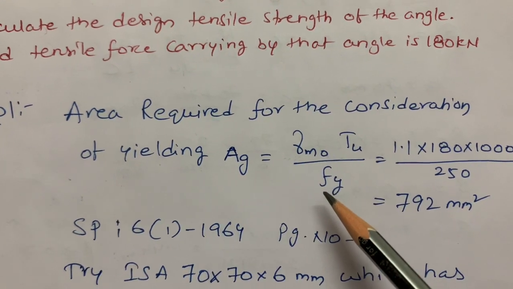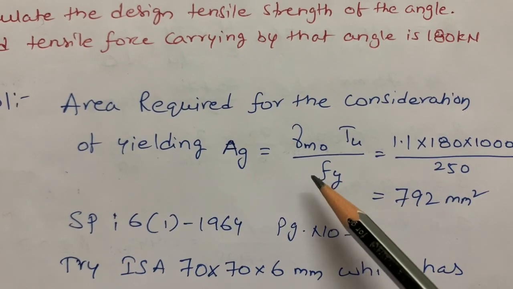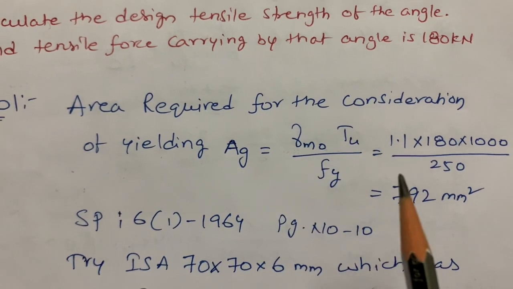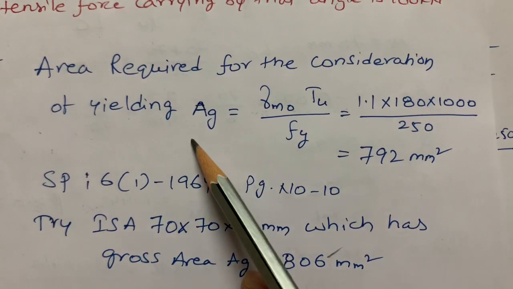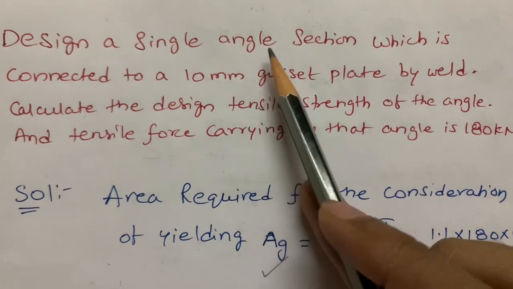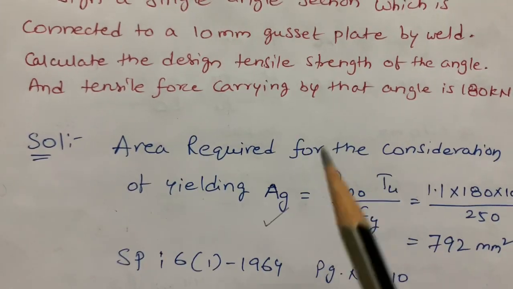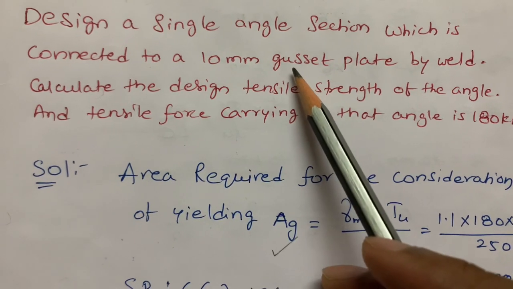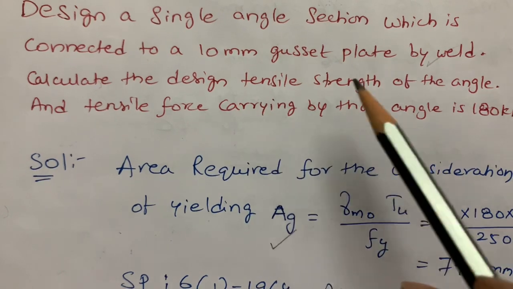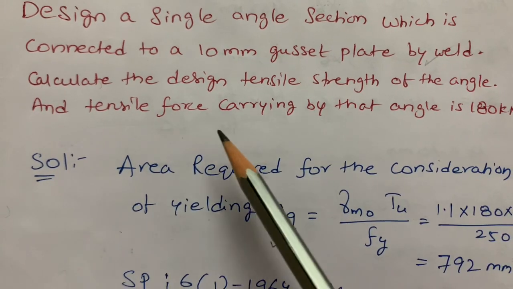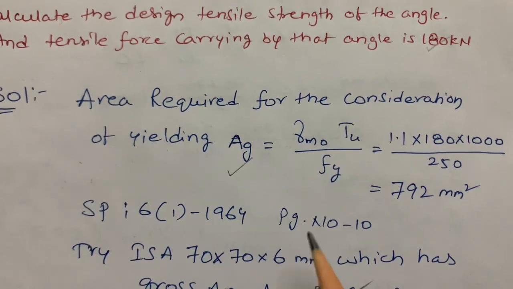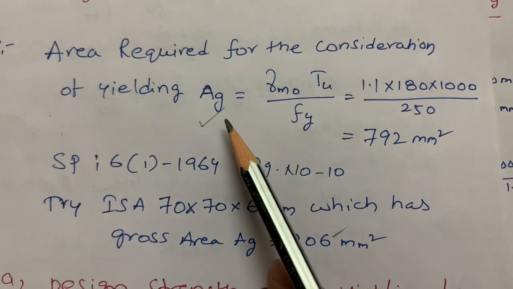We already know this formula from IS 800:2007, section 6. So for the required gross area, here is a single angle section connected to a 10 mm gusset plate by weld. We need to calculate the design tensile strength of that angle, and the tensile force carried by the angle is 180 kilonewtons. First I am going to calculate the required gross area.